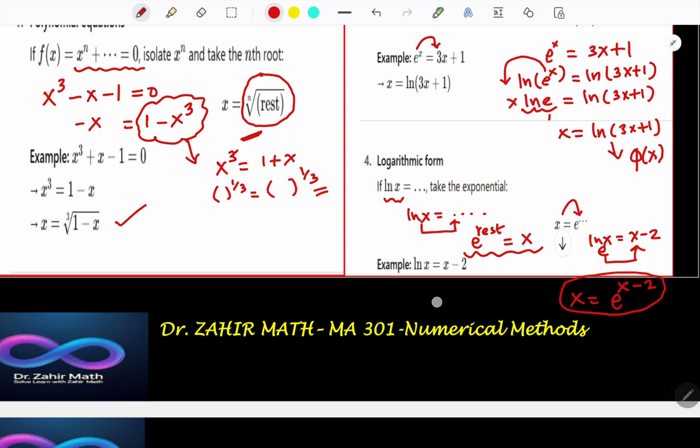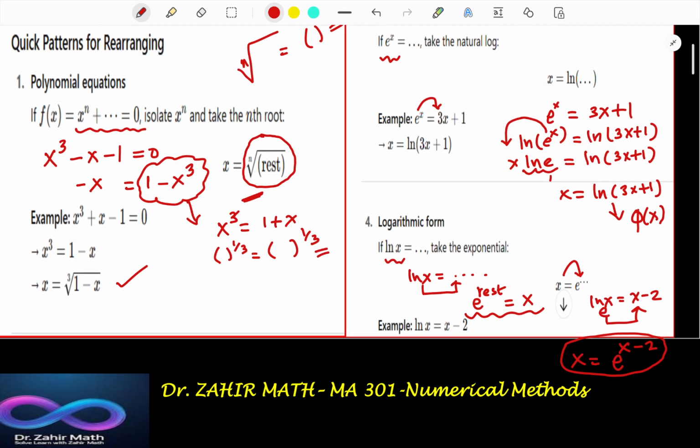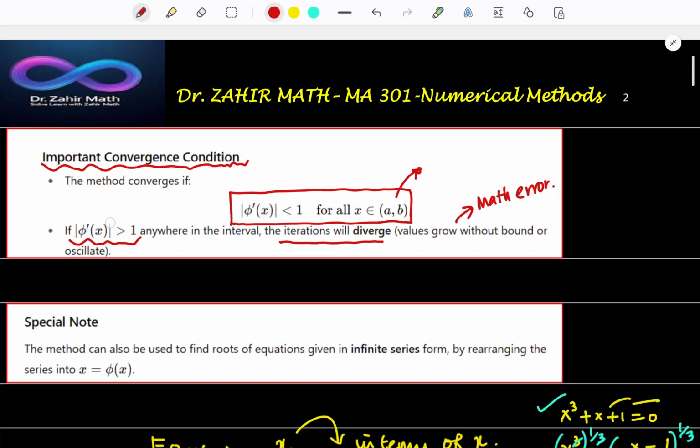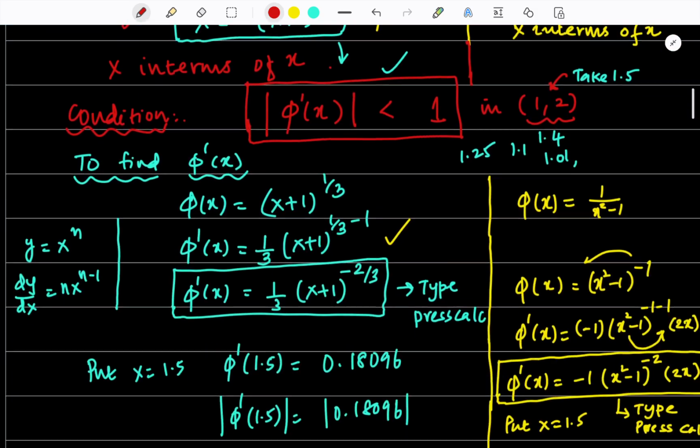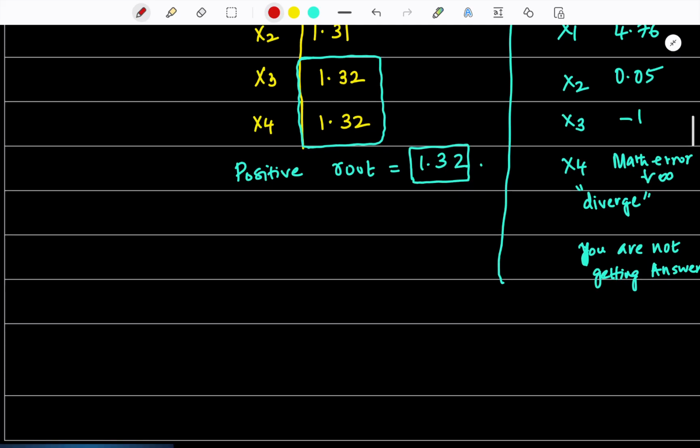Keep in your mind, whenever your equation has sine, cosine, tan, that means trigonometric functions, and e power functions, in your calculator please use radian mode. If the problem comes, I'll tell you, nothing to worry. So the root is, what is the answer? Which is 1.32. Are you clear with this?